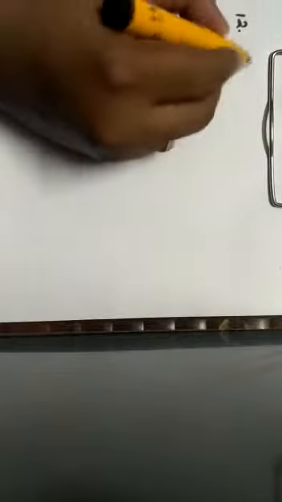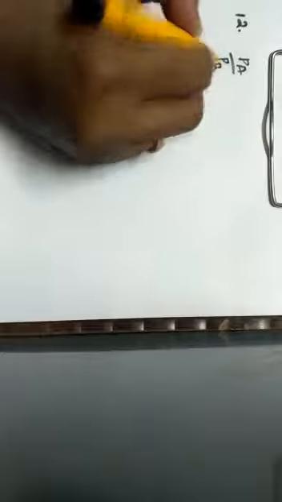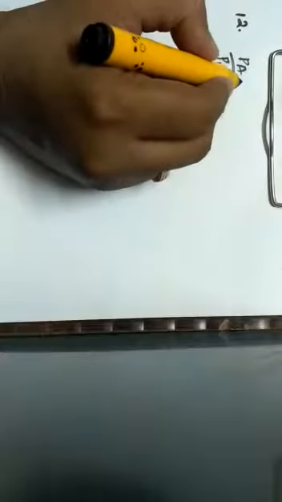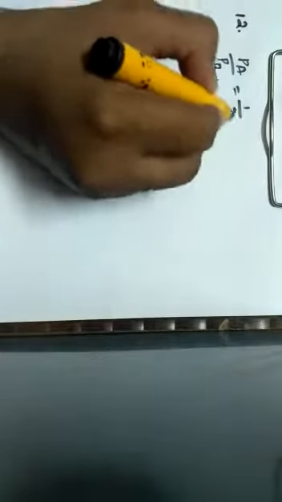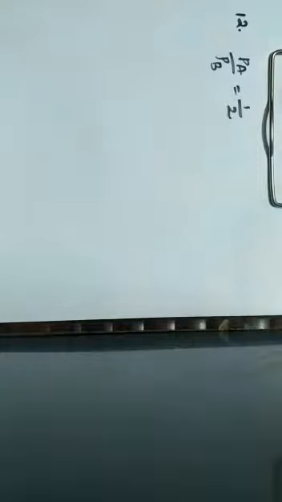Let us continue with question number 12. The vapor pressure of two liquids A and B in their pure states are in the ratio of 1:2. So they are given the two components, that is PA and PB. They are in pure state. So in pure state their ratio is how much? 1:2. A binary solution A and B contains A and B in the mole proportion of 1:2.